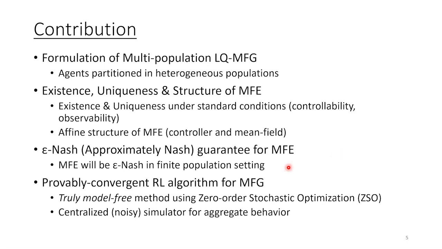Then we will prove an epsilon Nash, or approximately Nash, guarantee for this equilibrium. What that means is that this mean field equilibrium will be useful in a Nash game, or in a finite population game. Then I'll present a provably convergent RL algorithm for this mean field game, using zero order stochastic optimization based techniques and a centralized simulator for the aggregate behavior.